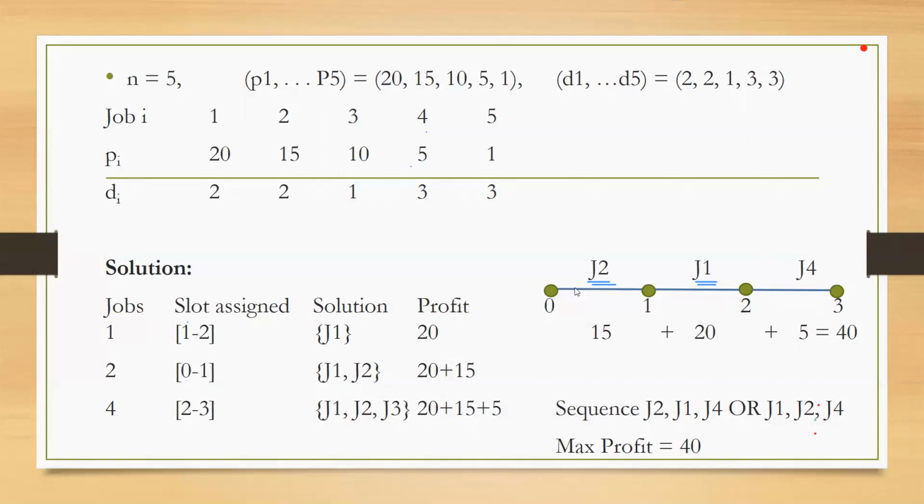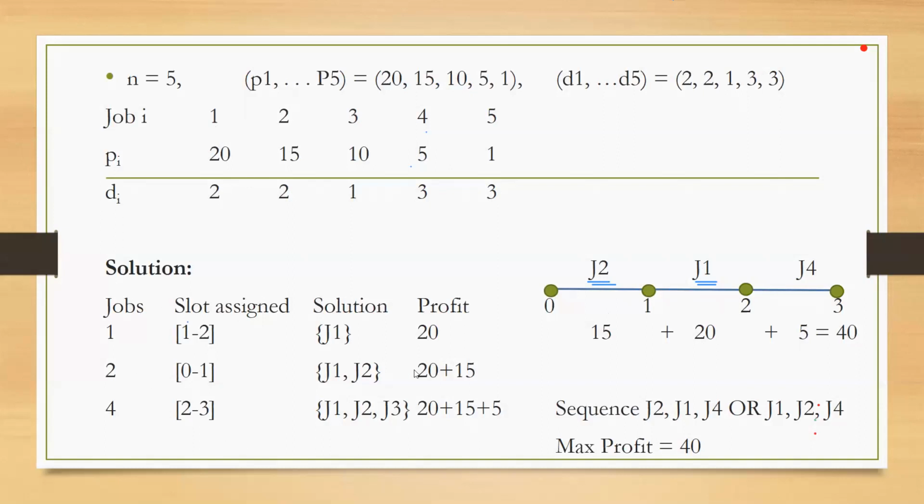Now finally, see what is the order. The order is J2, J1, J4. Since both J1 as well as J2 take 2 slots, any one of the orders works, either J1, J2 or J2, J1. Any of the orders will work for this problem. And the total profit earned is 15 plus 20 plus 5, which is equal to 40.